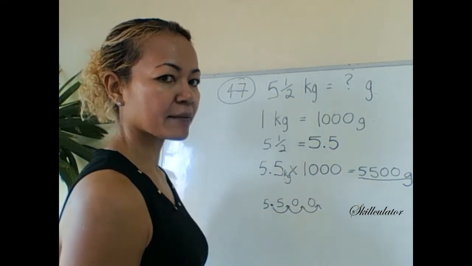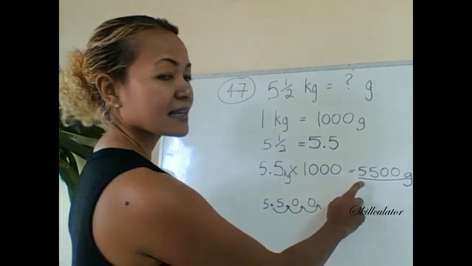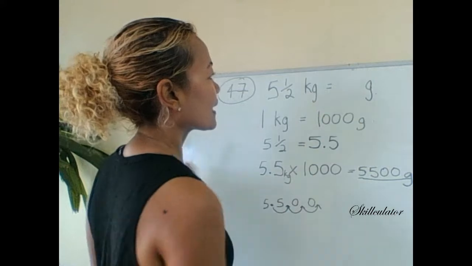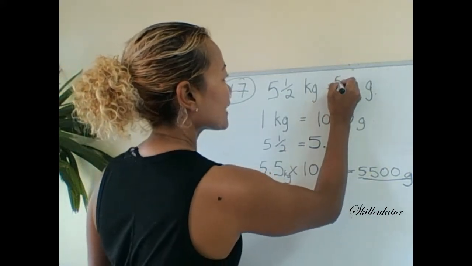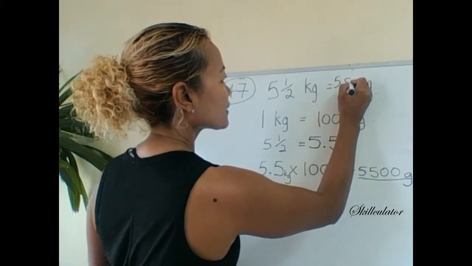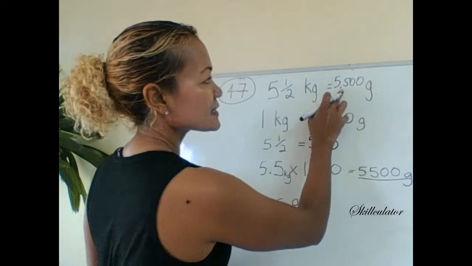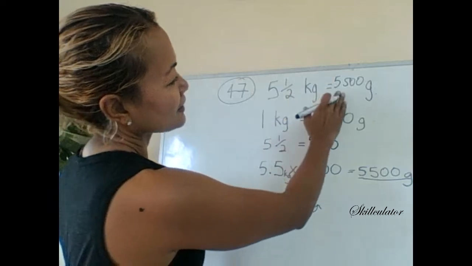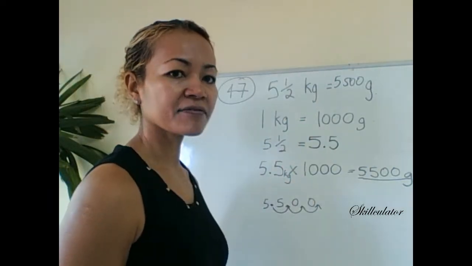5,500 grams. That is your answer. Just put the answer here, 5,500 grams. This isn't a decimal point, that's just a comma. But yeah, to make things clearer, maybe just put 5500.